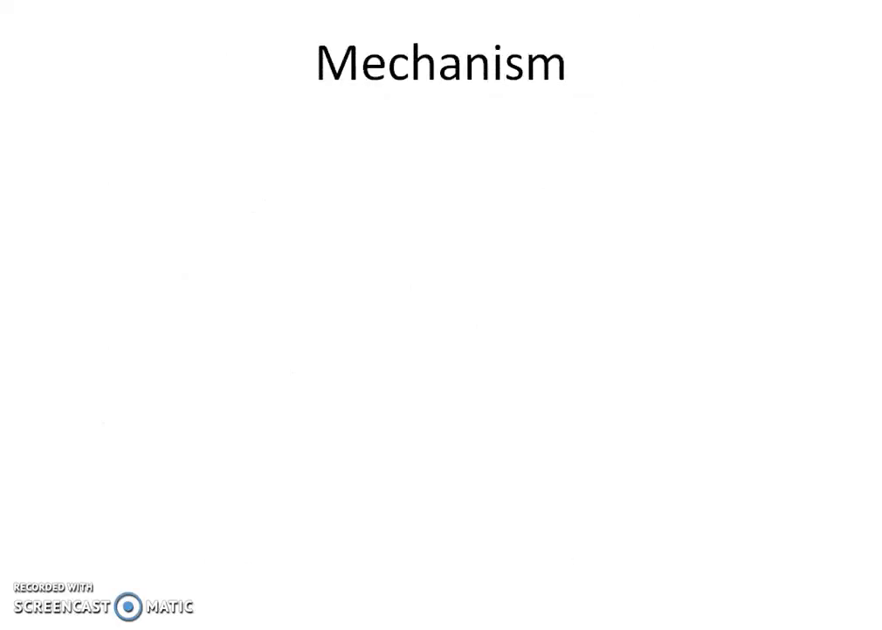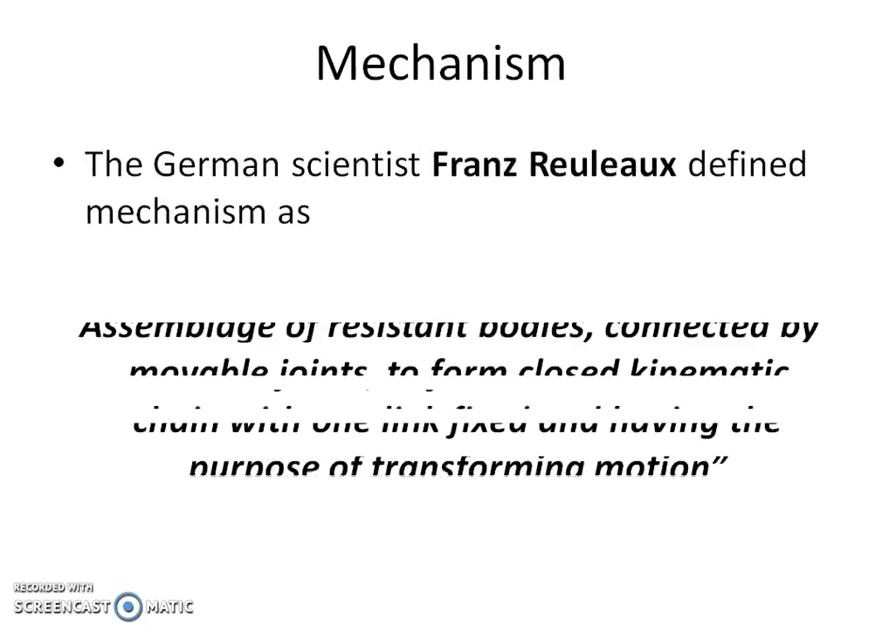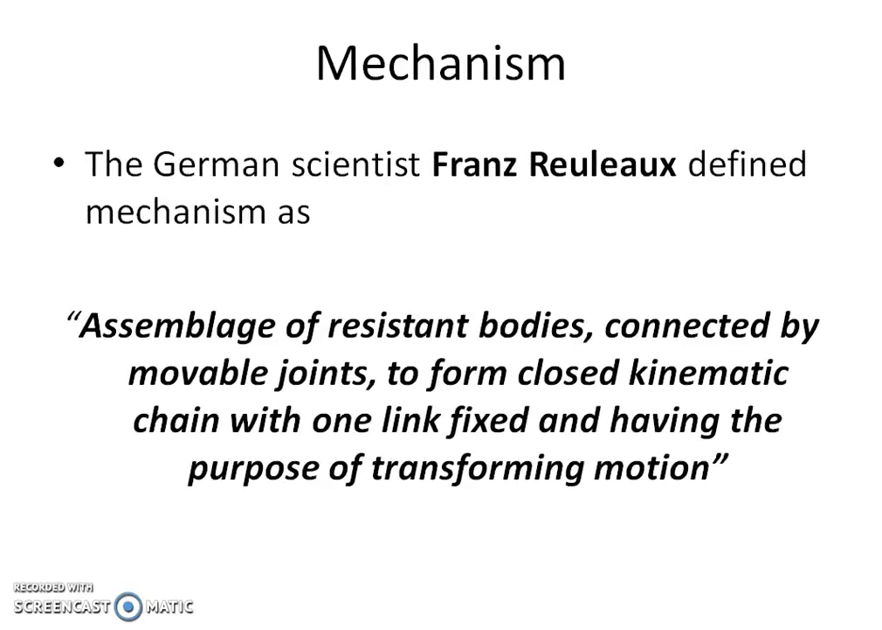What is a mechanism then? According to Franz Reuleaux, a mechanism is an assemblage of resistant bodies connected by movable joints to form a closed kinematic chain with one link fixed and having the purpose of transforming motion. So a mechanism is again an assemblage of resistant bodies connected by movable joints, but here the joints are connected so that a closed loop or chain is formed and one link is fixed, which forms the frame of reference for the others. The purpose is to transform motion.